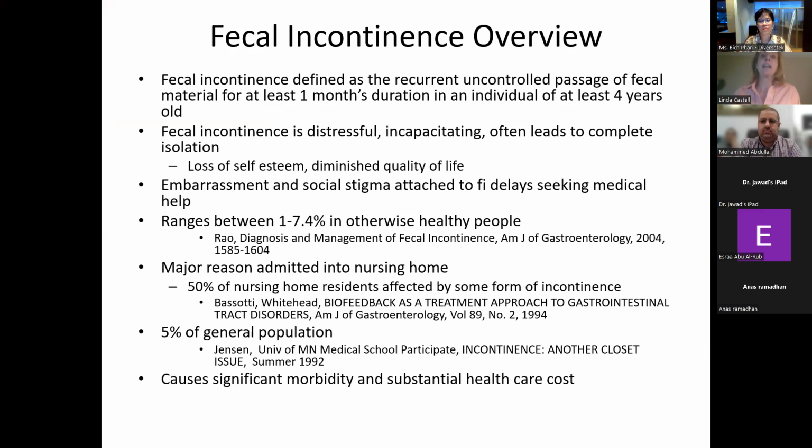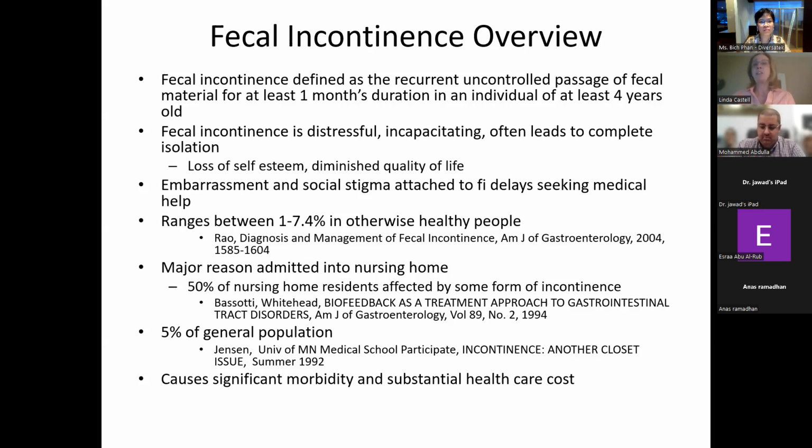Okay, so just kind of as a brief overview, fecal incontinence is basically defined as the uncontrolled passage of fecal matter for at least a month in duration, in patients at least 4 years old. And fecal incontinence is a very distressful situation for people. It often leads to complete isolation, loss of self-esteem, and their quality of life is diminished. And a lot of times these patients have troubles admitting that they have a problem and even seeking medical help.